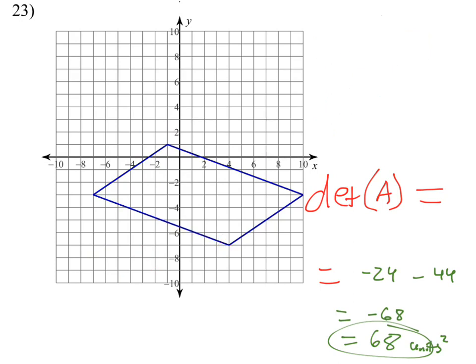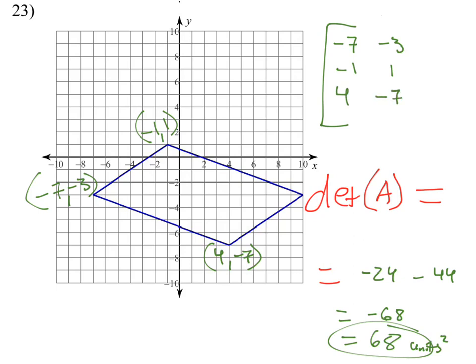Let's do some erasing here. To do that, you just need to find 3 vertices. You don't need the 4th one. So go ahead and get your coordinates here, looking at negative 7, negative 3, and then negative 1, 1. And then this one down here is at 4, negative 7. And you can put those into a big matrix. So we got negative 7, negative 3, negative 1, 1, and then 4, negative 7. And then add a column of 1s there, and you can get the determinant of that.